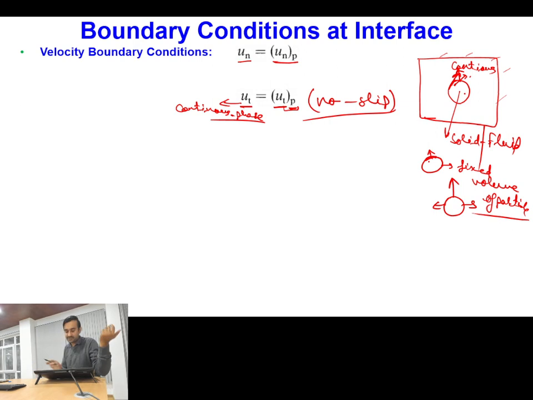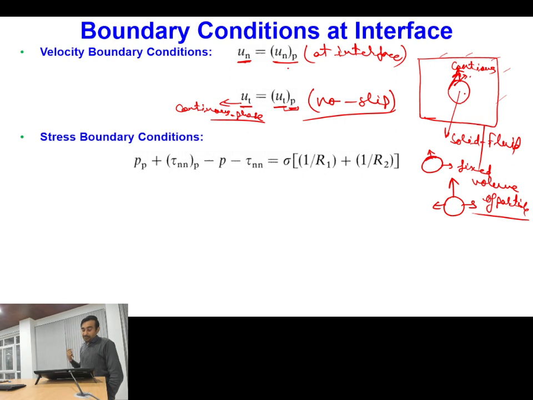So that is what I am saying: the normal velocity in the continuous phase at the interface. Both of these boundary conditions are nothing but acting at the interface. So normal velocity in the continuous phase will be equal to the normal velocity of the particle, particularly at the interface. Away from the interface, the particle can have any other velocity. Is this point clear? So these two are the kinematic boundary conditions.